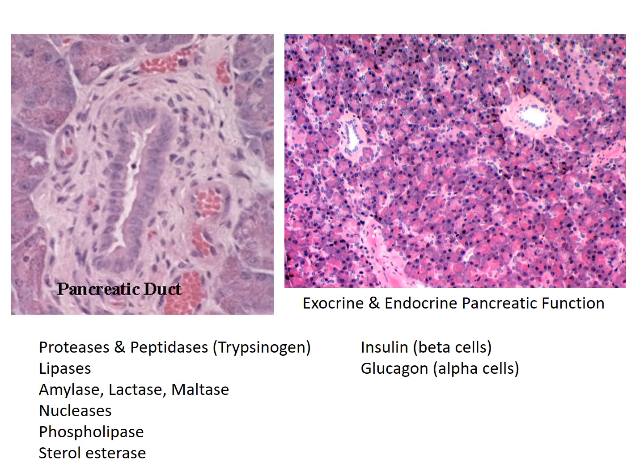Enzymes that we have coming out of the pancreas digest proteins, such as proteases and peptidases, digest fats, such as lipases, digest carbohydrates, amylase, lactase, maltase. They digest DNA, digest phospholipids, and digest steroids. So there are a number of different types of pancreatic enzymes necessary to digest all the different types of plant and animal material which we are eating.